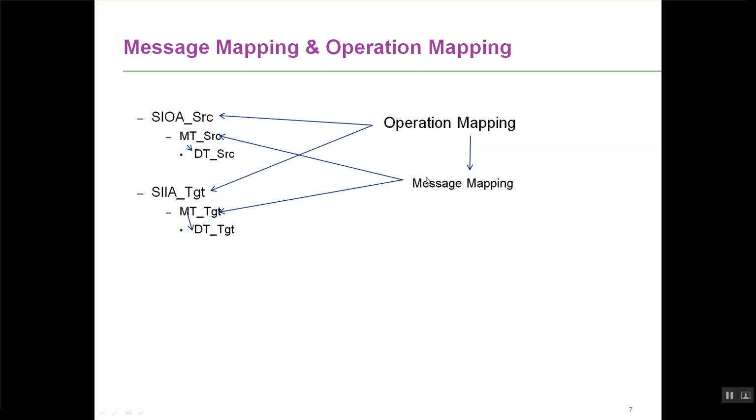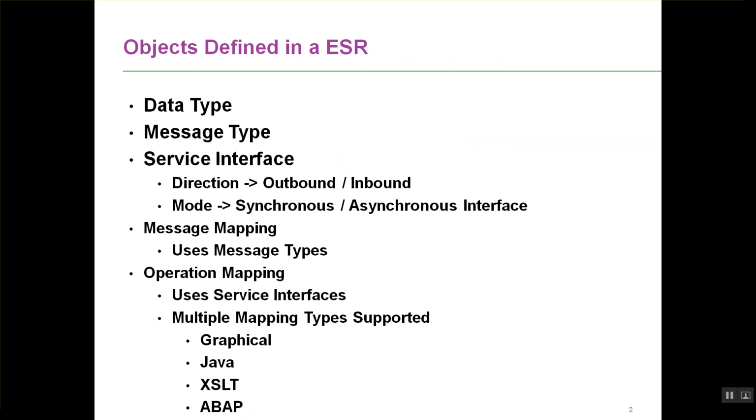Right? Then you would define a message mapping, and this message mapping uses the MT_SRC and the MT_TGT. Because remember, a message mapping is nothing but a graphical mapping where you're going to map the source structure to the target structure. So you're going to use the message types that you have defined in the mapping layer. And then you would define an operation mapping. The operation mapping is going to use the source interface, the target interface, and also use the message mapping. So at a very high level, to summarize, we'll just go back here.